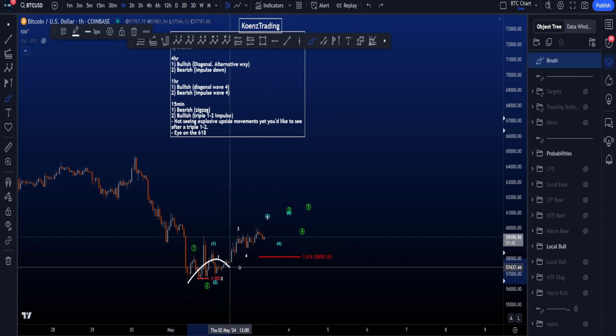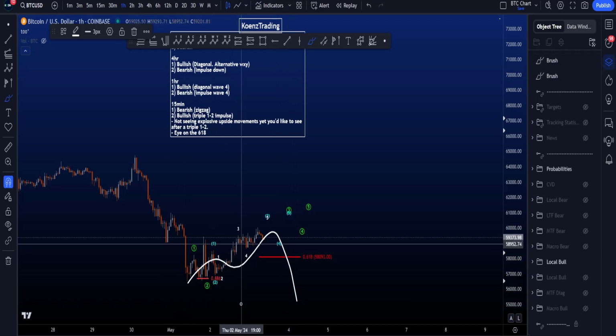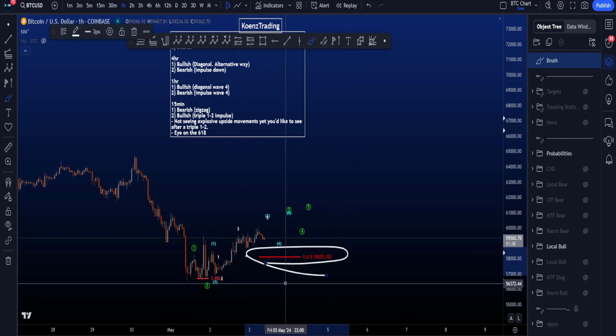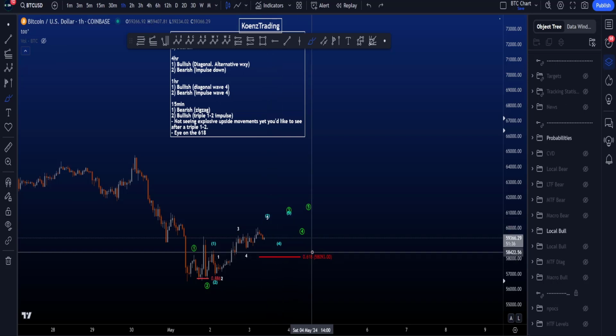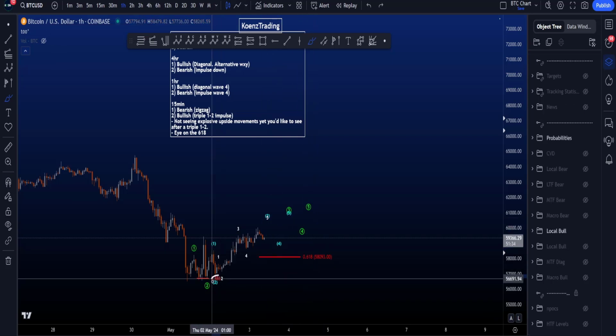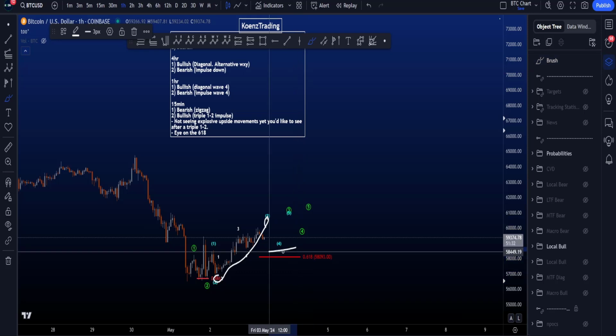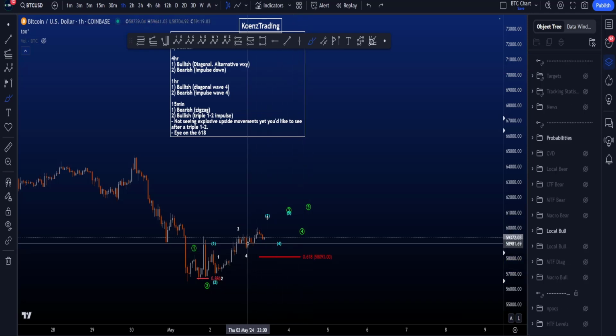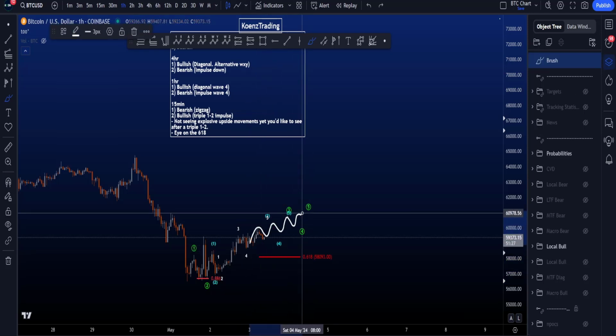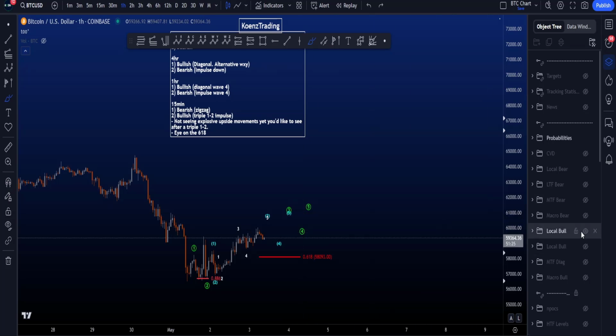So if we're looking for continuation to the downside and price to take these lows, we want to hit the 0.618, and if we make a new high, we make sure that we pull the 618 from the low to the new high, and then we want to hit that 618 once again, right? As long as we make higher highs and higher lows here, we're going to be looking for bullish continuation.